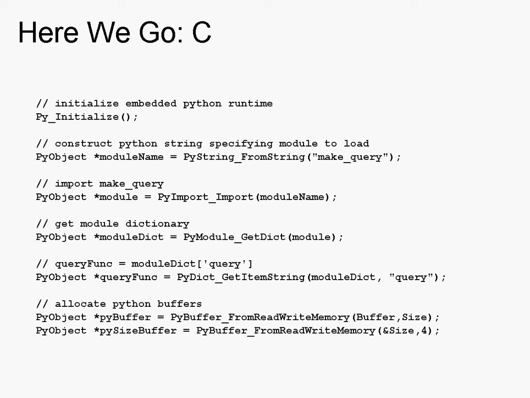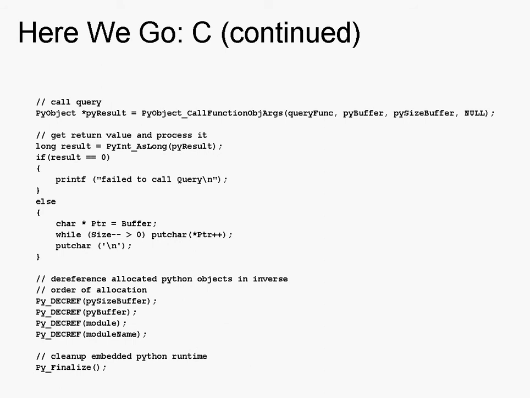Here we go in C. We initialize the Python runtime, construct a Python string specifying the module we will load, and then we import it. We get the module dictionary from the imported module and look for the query function. Next, we allocate Python buffers, read-write buffers in this case, taking pointers from the variables we're supposed to interact with. Next, we call our query function and pass the appropriate buffers. Then we get the return value and process it.